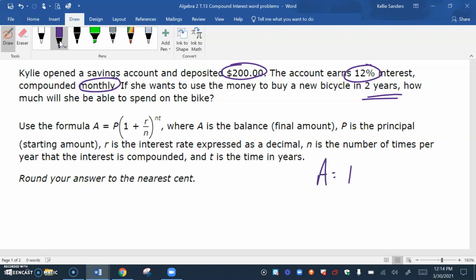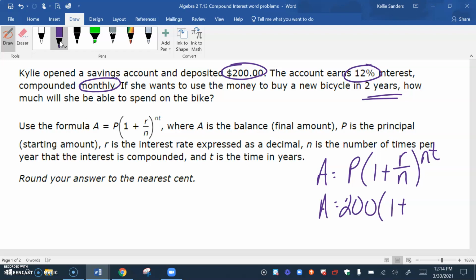A equals P, 1 plus R over N to the NT. We don't know how much she's going to have at the end. That's what we're looking for. She's starting off with 200. 1 plus the 12% is 0.12. Compounded monthly. So there's 12 months in a year, so the N is going to be 12. And we have 2 years.